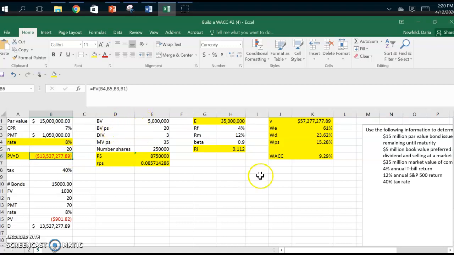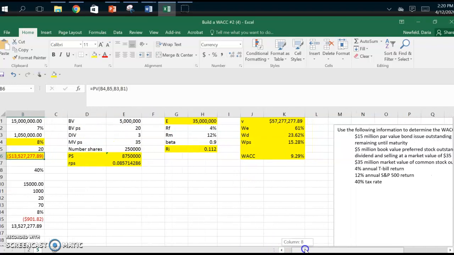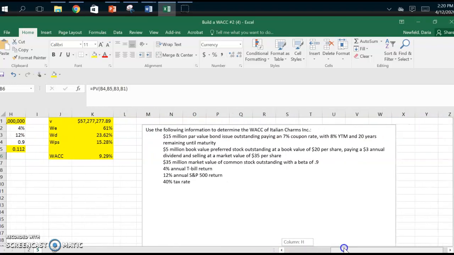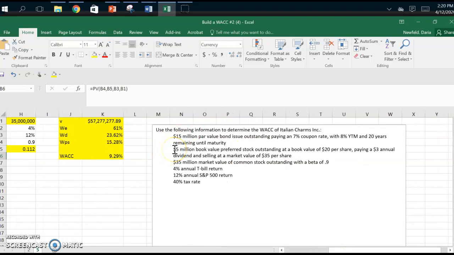And the next thing I'm going to look at is preferred stock. So for preferred stock, I have a $10 million book value of preferred stock outstanding at a book value of $20 per share, paying a 3% annual dividend and currently selling for $35. Okay. Well, what is this book value information being given to me for? I don't care about book values. I care about market values. All right, and I also don't have a cost that I can figure out right there.